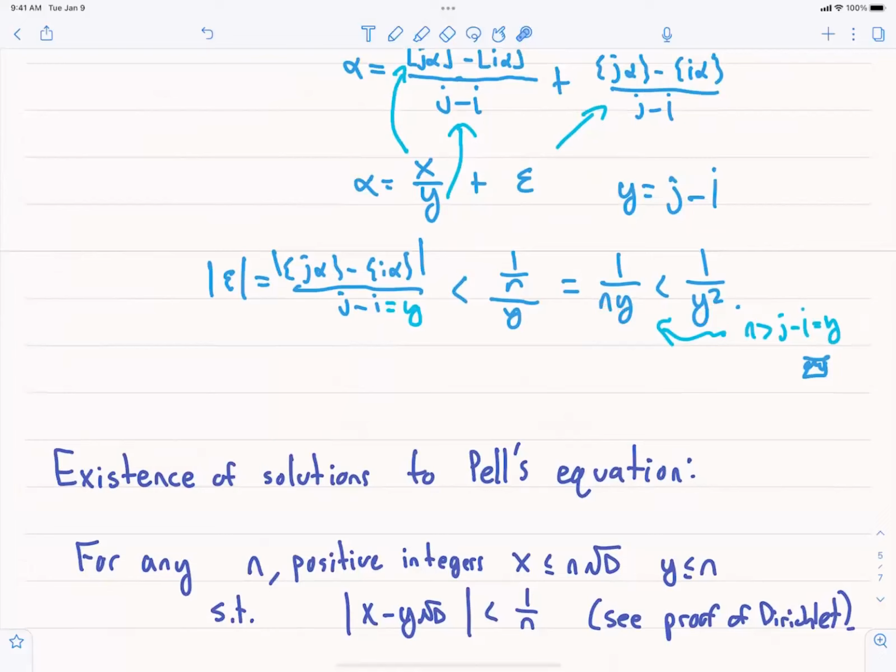If I look just up to this part, then what I see is that for any n, I can find positive integers x less than square root of n times square root of d, and y less than or equal to n, such that the absolute value of x minus y square root of d is less than 1 over n. You'll see this if you just follow through the proof of Dirichlet.